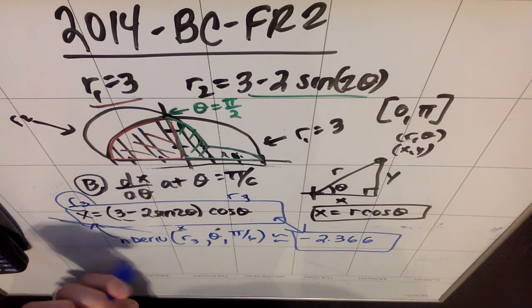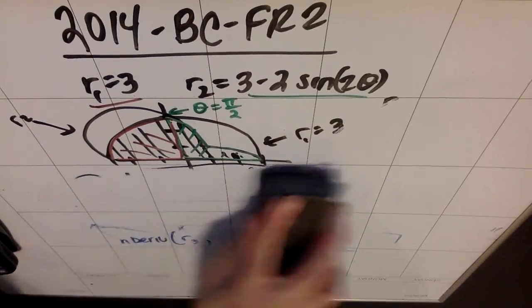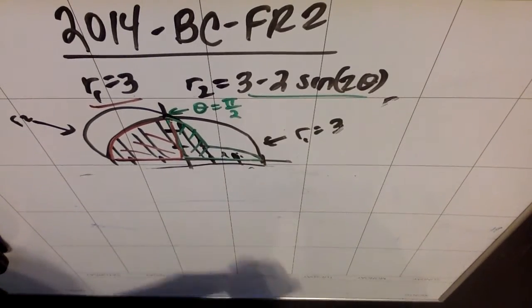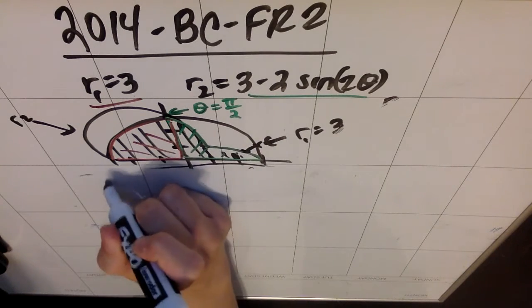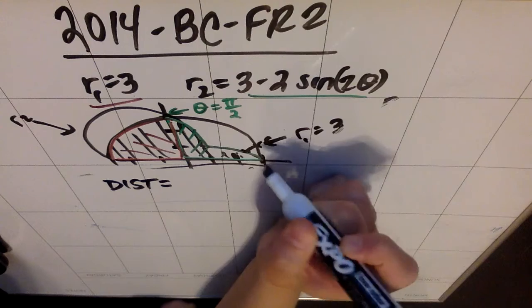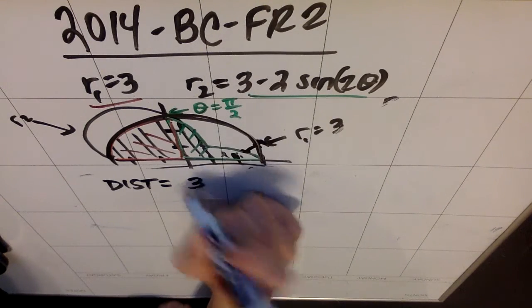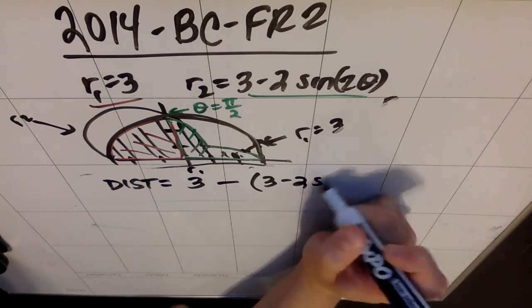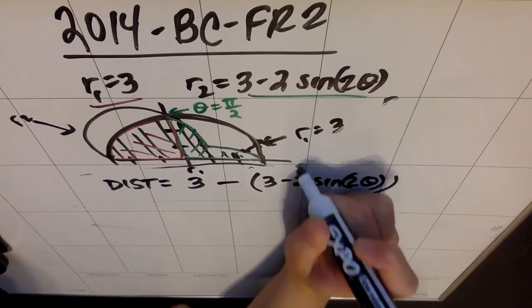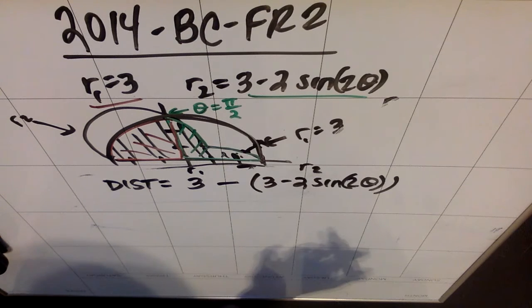Find the rate at which the distance between the two curves is changing with respect to theta when theta is pi over 3. Okay, cool. So, this distance between the two curves. Now there's other ways to do it, but the easiest way to find this distance, right? That distance is the outside radius, which in this case is 3, which I called R1, minus my inside radius, which is 3 minus 2 sine of 2 theta, which I called R2. So the distance is R1 minus R2, mathematically.